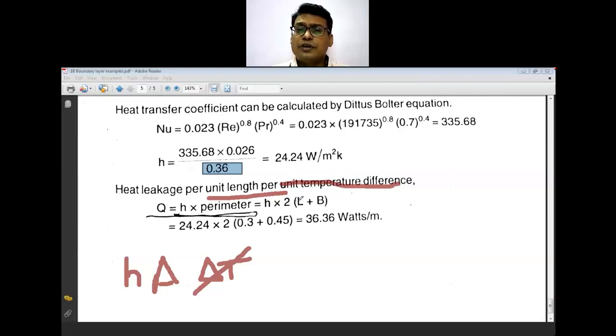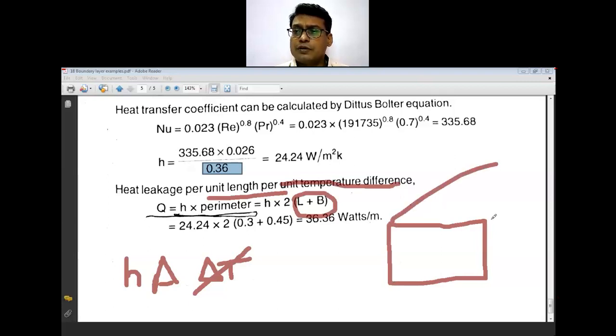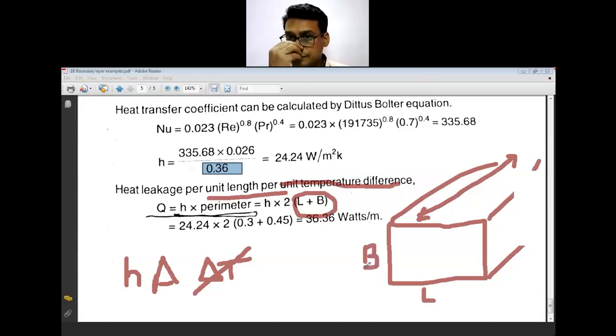This is the width. This is the duct, and its length is considered as 1 meter. Length of this rectangle is L and the breadth of this rectangle is B. And this is per unit length, per unit running length you can say. Don't get confused with this L and this length of the duct. This is the length of a rectangle.